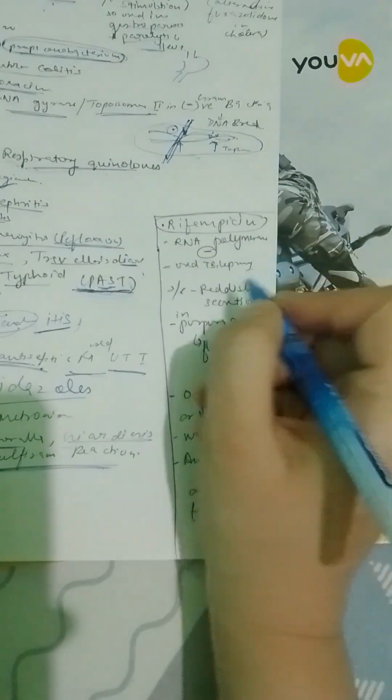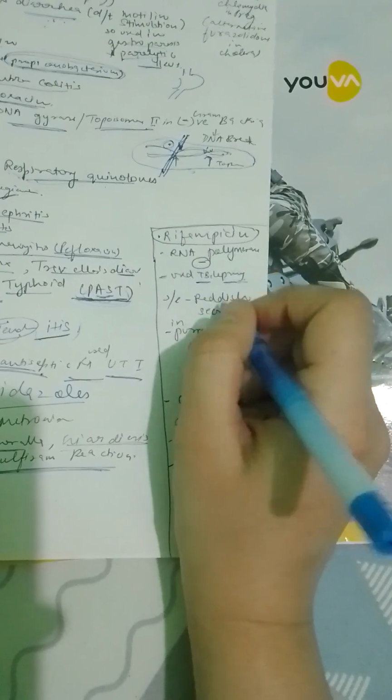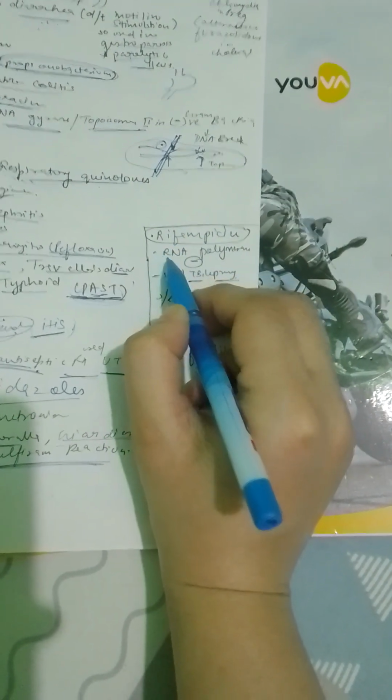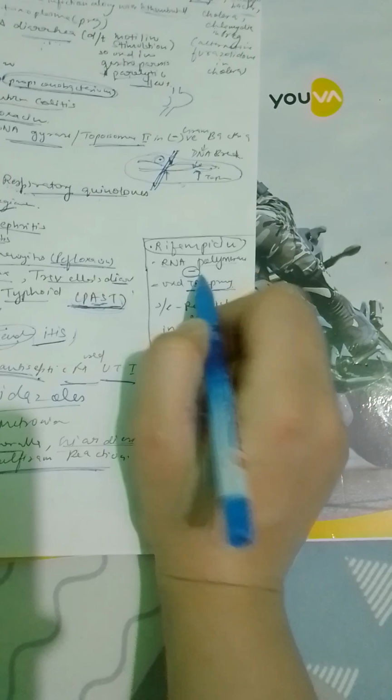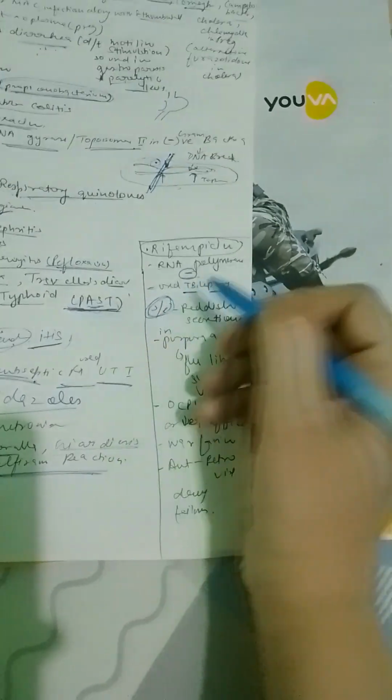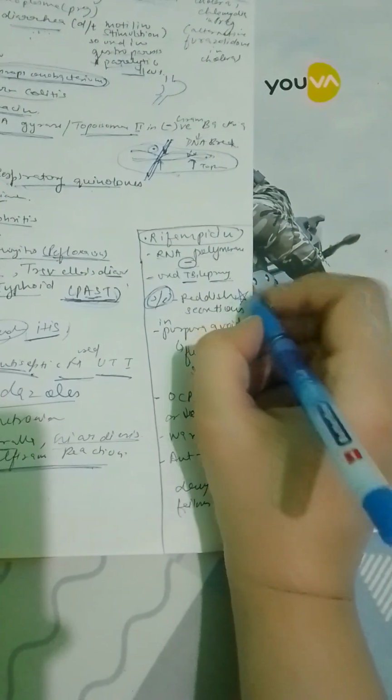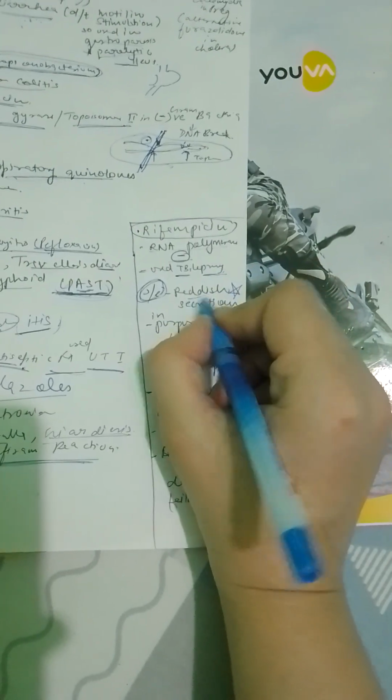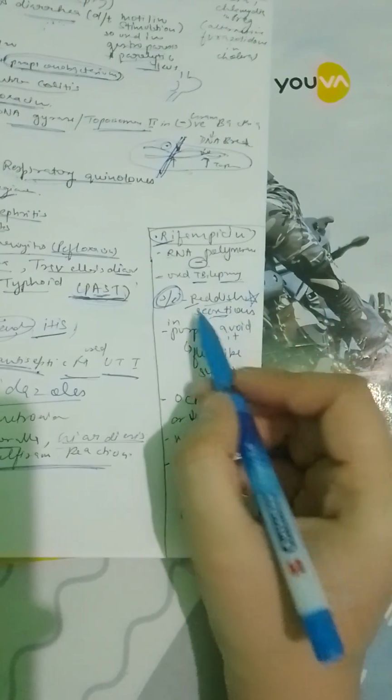We know rifampicin is used in tuberculosis and in leprosy. Rifampicin is basically an RNA polymerase inhibitor. Then what are the side effects? Mainly the side effect often asked in exams is that rifampicin can lead to reddish secretions. Reddish secretion, R from R.